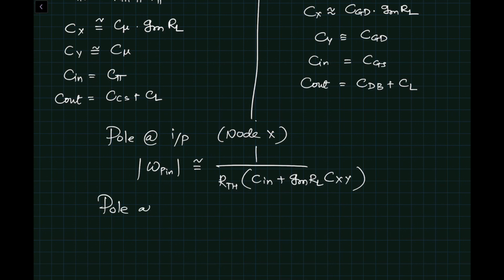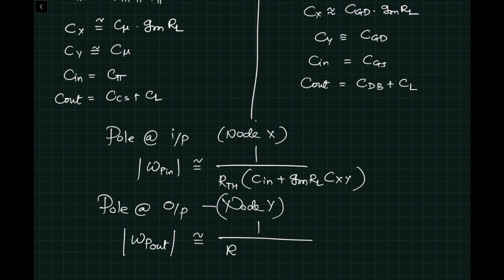So the pole at the output, which is at node Y, omega P out, is given by 1 divided by RL times Cout plus CXY. I have done a numerical example in my notes. Please go through that carefully. I have given you numbers for a common emitter stage, and you can walk through the example by yourself as a practice problem.